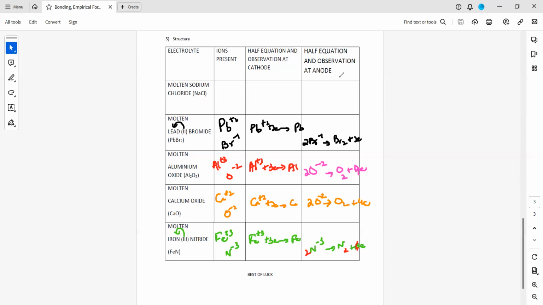For the observation, whenever you have a molten substance, the common observation at the cathode is that you will always observe a solid, because metal is extracted at the cathode. And the common observation at the anode, because a non-metal is there, is bubbles or a gas. But specifically, lead(II) bromide gives a brown gas, oxygen a colorless gas, and nitrogen also a colorless gas.